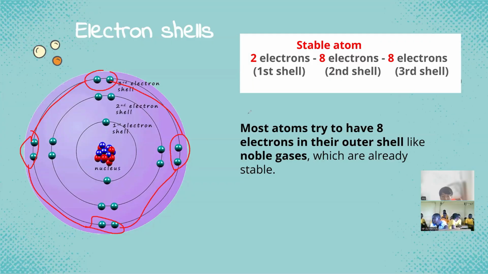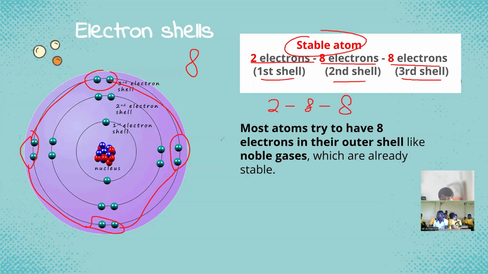And now comes the really important topic of a stable atom. A stable atom has a valence electron count of 8. And we can arrange this in this structure right here. The first shell can hold up to 2 electrons. The second shell can hold up to 8 electrons. And the third shell can hold up to 8 electrons as well. So it has this 2, 8, 8 electron structure.